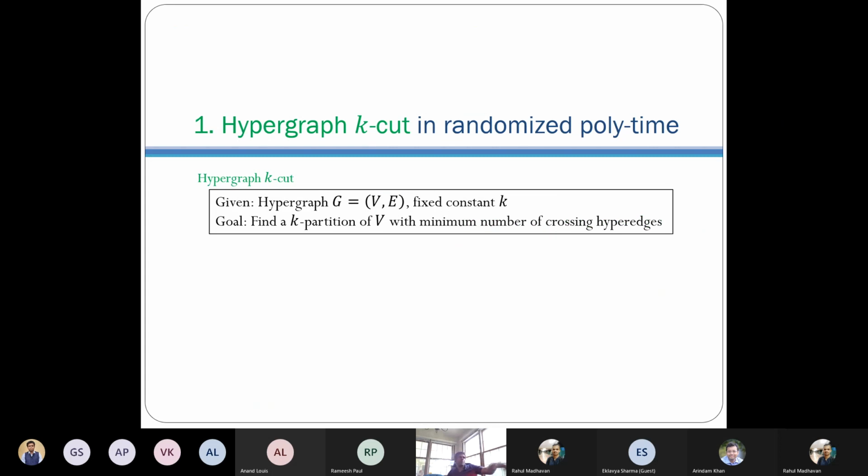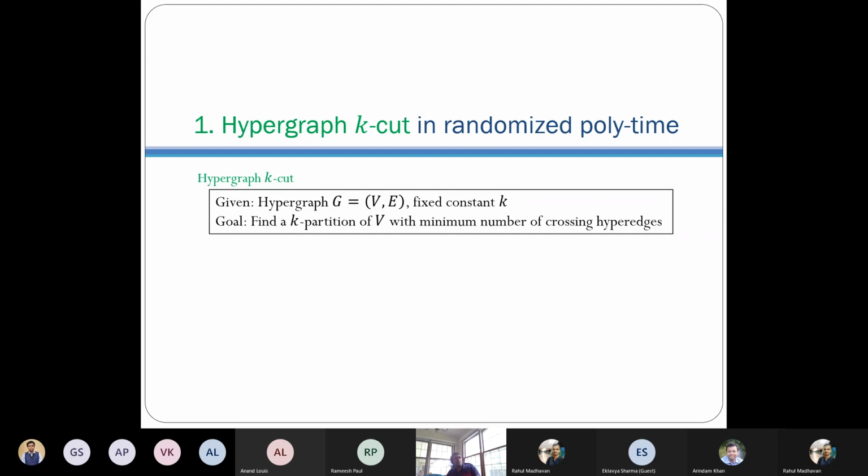Right, so the rest of the talk will be about hypergraph KCut. I'll tell you the randomized polynomial-time algorithm for hypergraph KCut. What is the problem? Again, we are given a hypergraph and a fixed constant K. We would like to find a K partition of the vertex set with minimum number of crossing hyperedges.